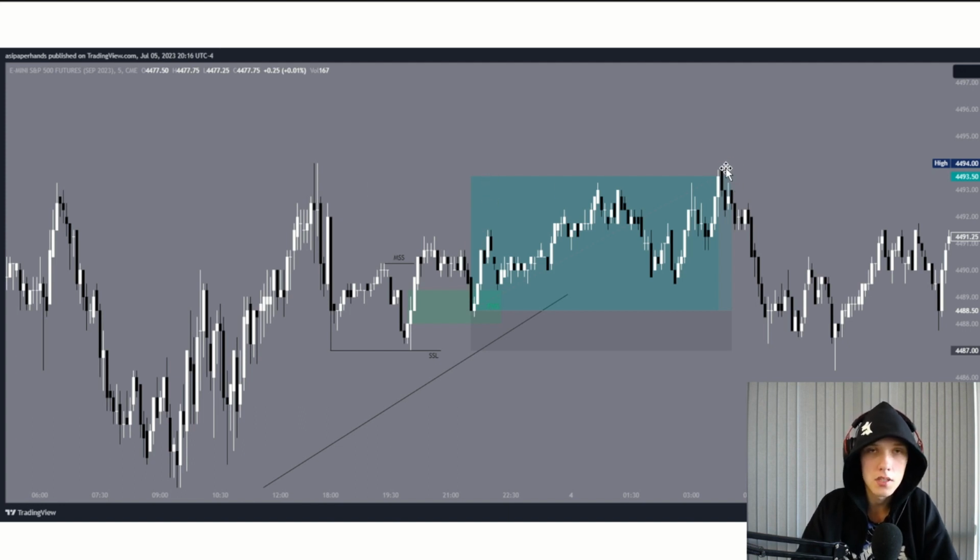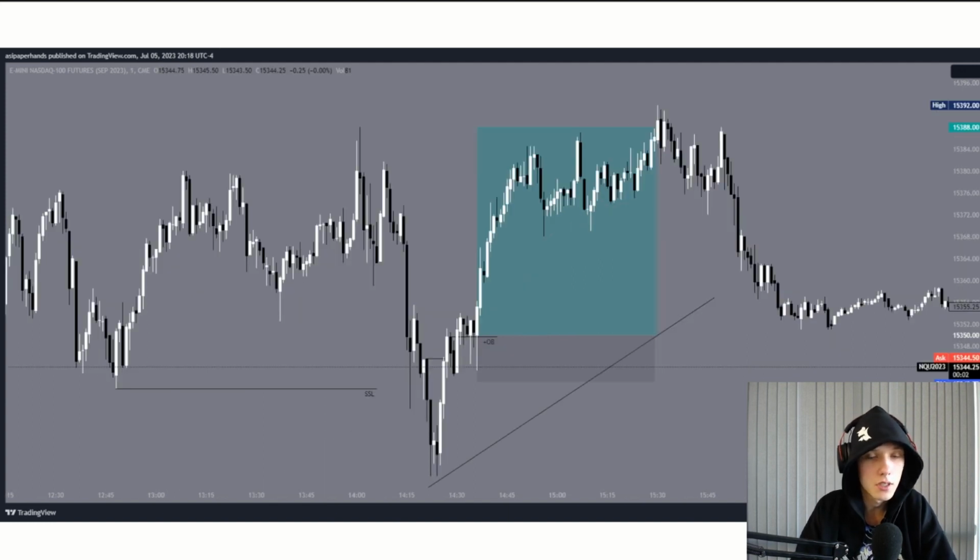So the CE is 22 ticks. So this would probably be enough for you to just get out of the trade, or at least take first partials. So this should be enough, and you probably just get stopped out at break even. That's the first trade, or first example, from me.